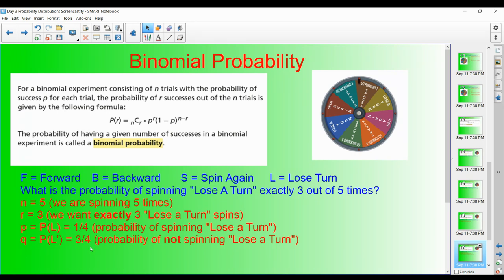Now we have everything we need to put into the formula. 5 choose 3 is how many different ways there are to do it. We want 3 successes, and then we want the remaining, which is 5 minus 3, or 2 failures. So 1/4 to the third power, 3/4 to the second power, and 5C3. If you multiply all those in your calculator, you'll get our 0.088. So that's how to determine a binomial probability if they tell you we want exactly this many successes out of this many trials.